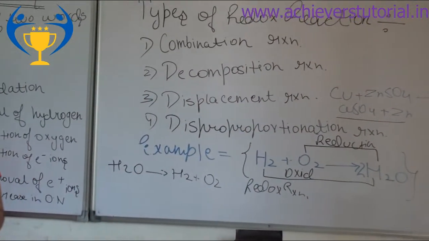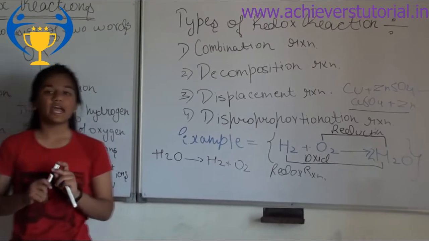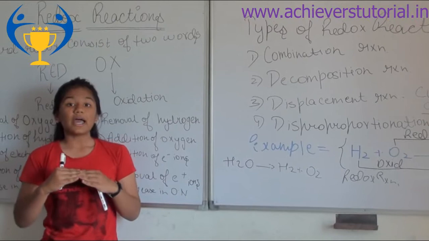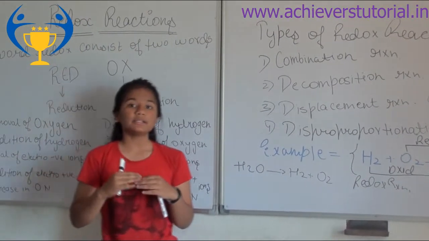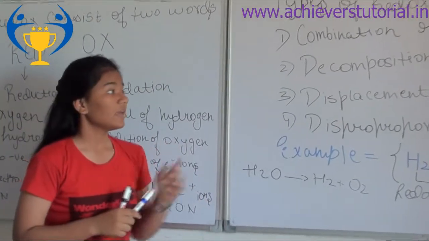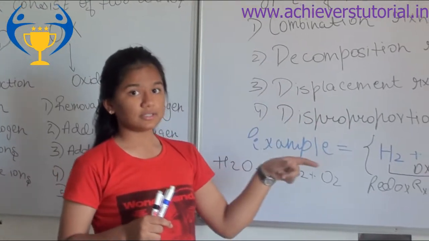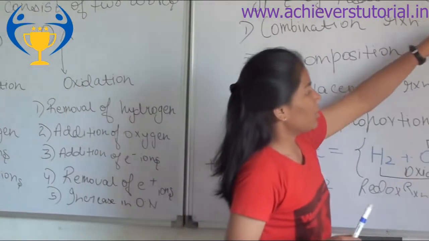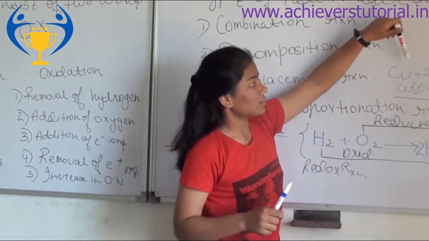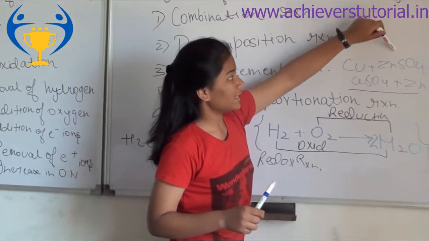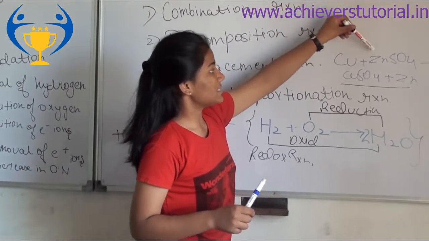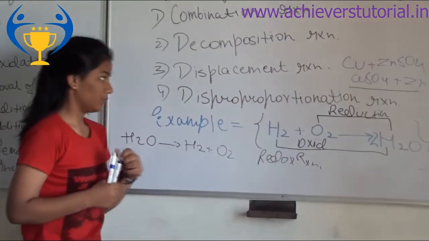But the main criterion for displacement reactions is that the active metals, or the metals which are highly reactive, displace the metals which are not highly reactive. For example, in this compound, Cu is more reactive and Zn is less reactive. So Cu replaces Zn because Zn is not more reactive.